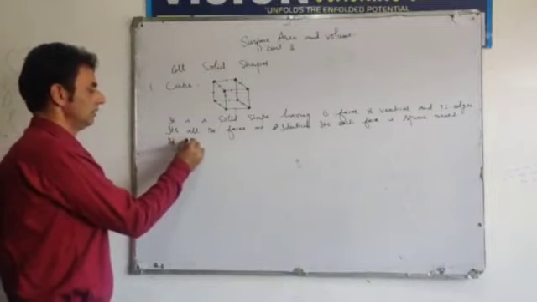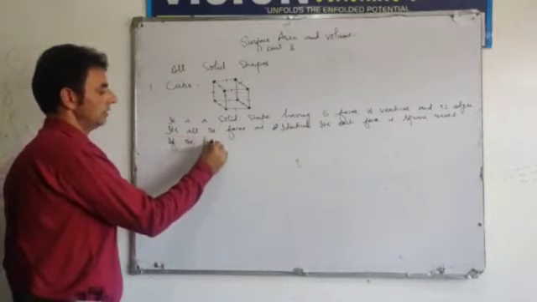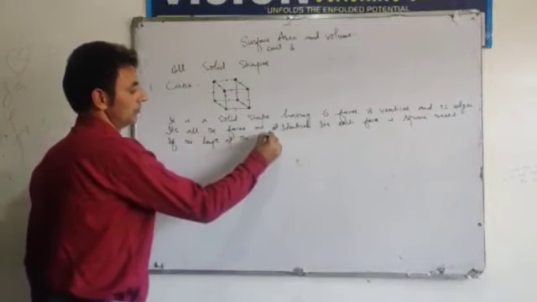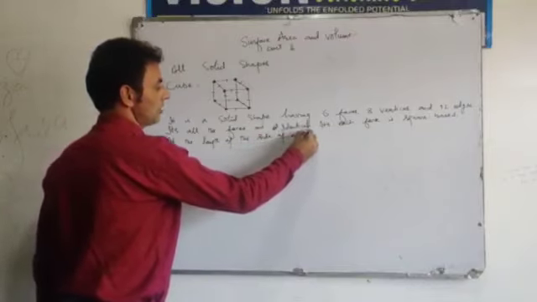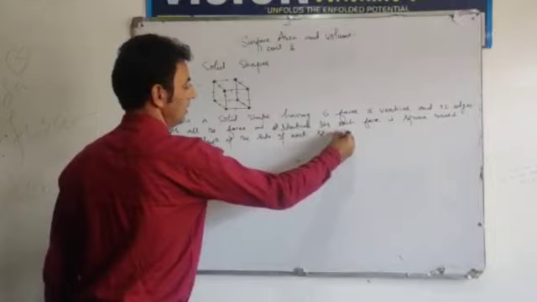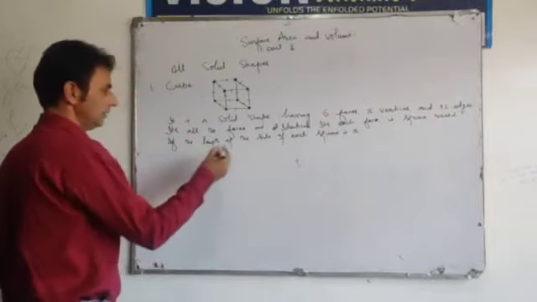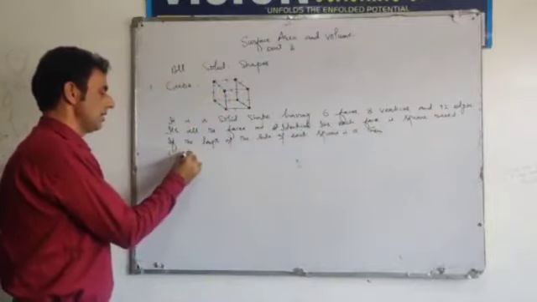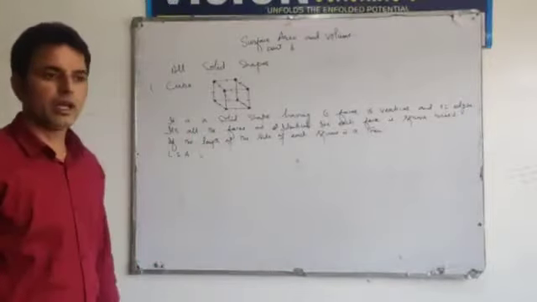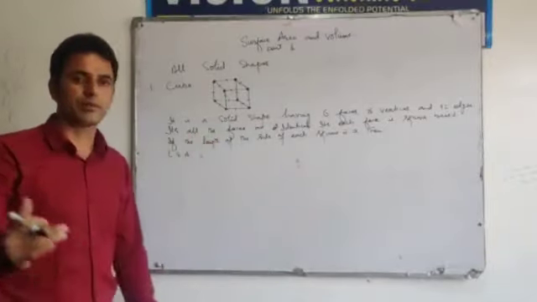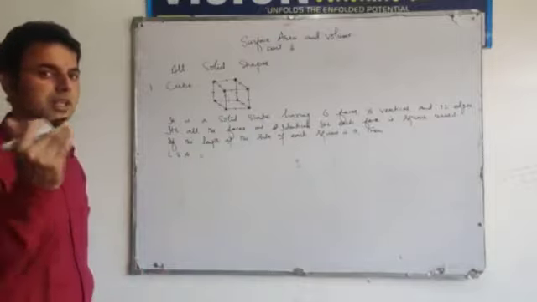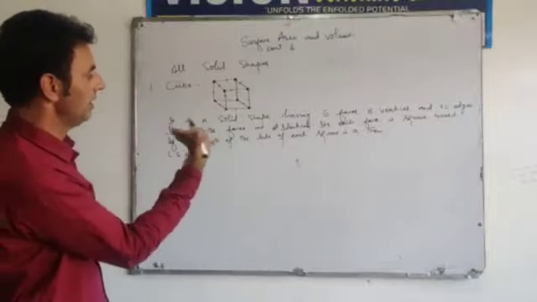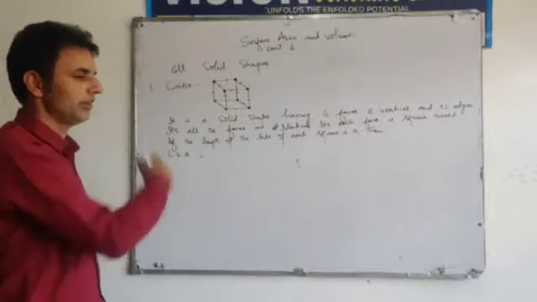If the length of the side of each square is a, then lateral surface area is equal to... As I have told you, lateral surface area means area of the side faces. और साइड में इसके 4 फेसेस हैं. फ्रंट है, बैक, राइट एंड लेफ्ट फेस.